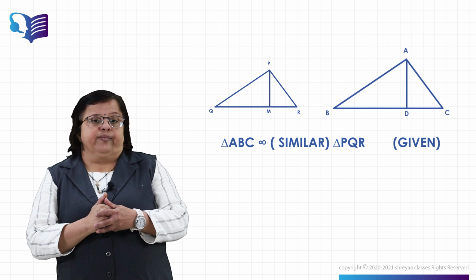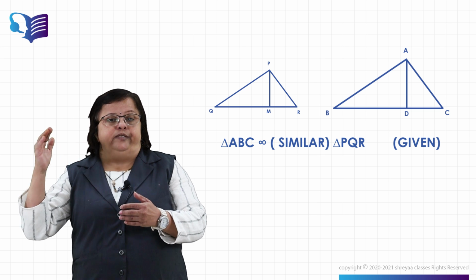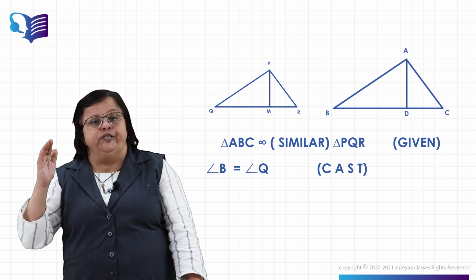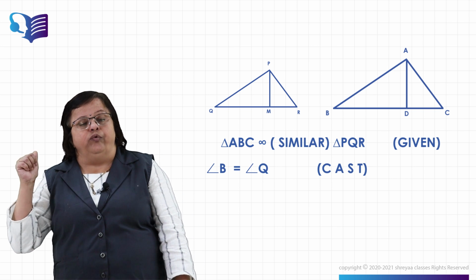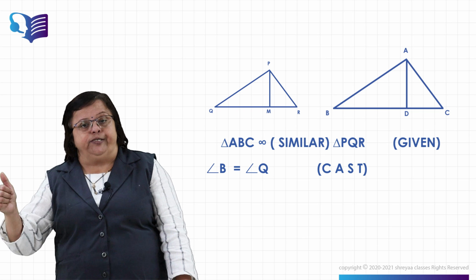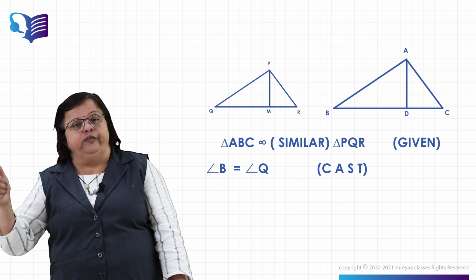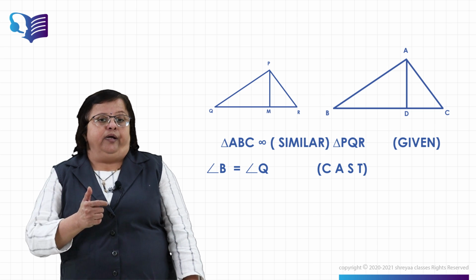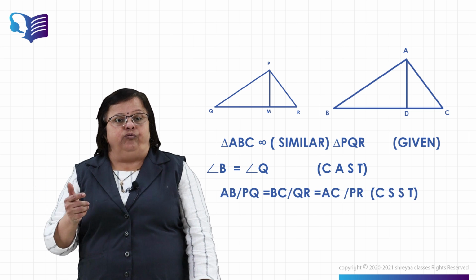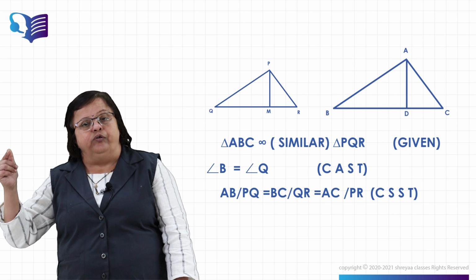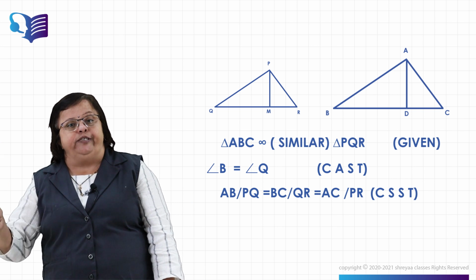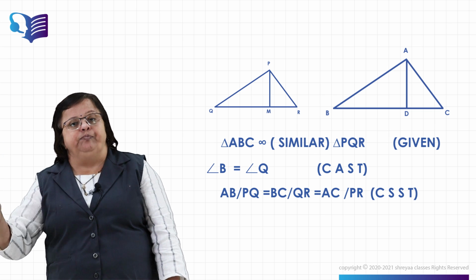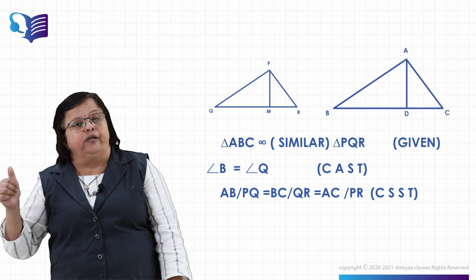Let us see. Here, triangle ABC is similar to triangle PQR. Therefore, angle B is congruent to angle Q. What is the reason? Yes, corresponding angles of similar triangles. And AB upon PQ is equal to BC upon QR is equal to AC upon PR. Why? Yes, corresponding sides of similar triangles.